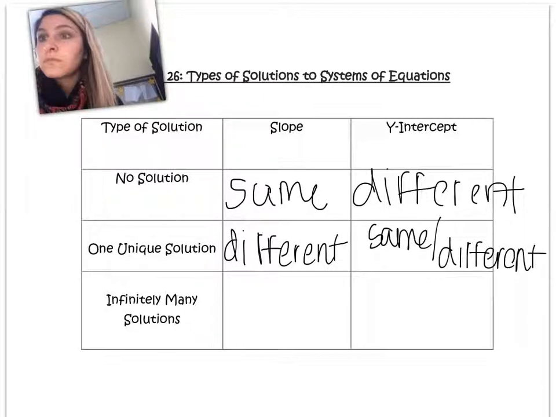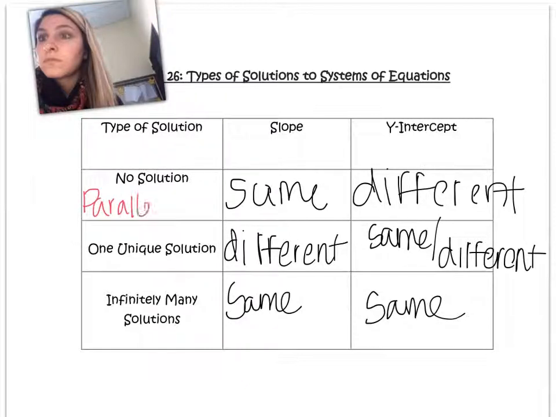And when you have infinitely many solutions, everything about the lines are the same. So you're going to have the same slope and the same y-intercept. Remember, when you have no solution, it's parallel lines, so they do not intersect. When you have one unique solution, they have one point of intersection. And when you have infinitely many solutions, it's the same line.